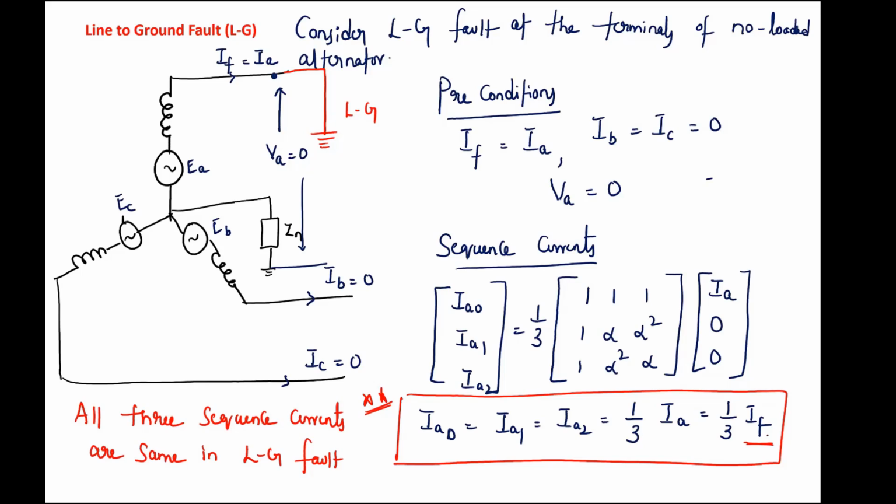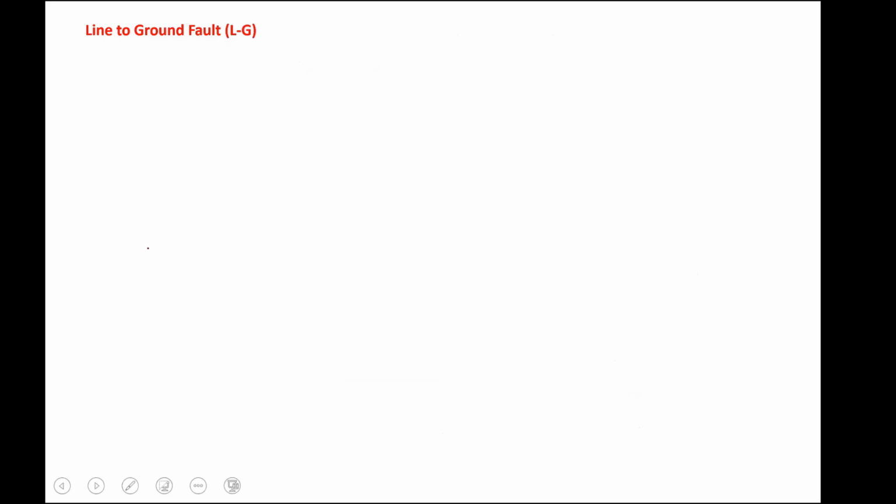Now, the second boundary condition, what is the second boundary condition we are having? VA equals 0, which implies, as I have told you previously, any unbalanced component in fault analysis we have to write as the sum of all three sequence components. So VA, I can write as VA1 plus VA2 plus VA0, that is equal to 0.